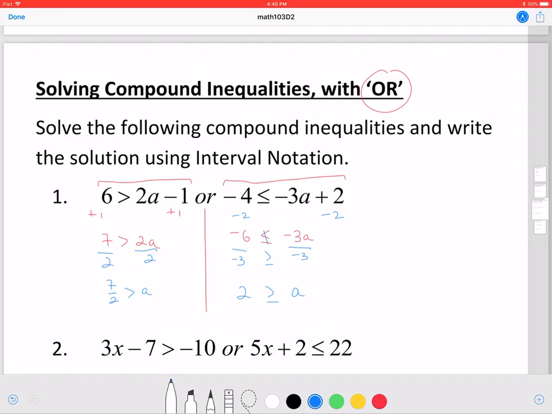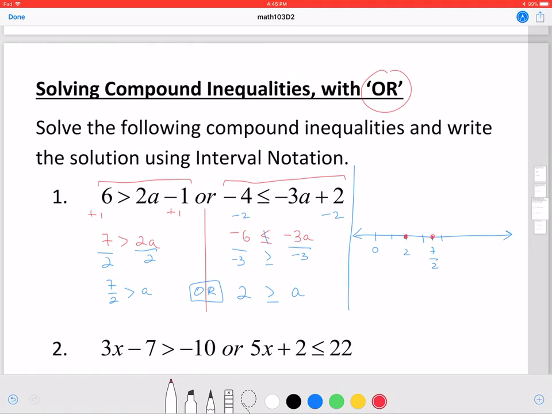Remember, these two are joined together with the word "or." What does that mean? Let me go ahead and graph each of these two. I have 0 sitting here, and 1, 2, and 7 over 2 is 3.5. So 3 is here, 4 is here, and so here is 7 over 2. So we got this point here and this point here.